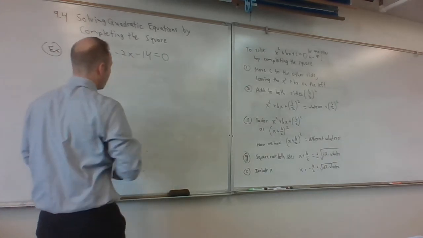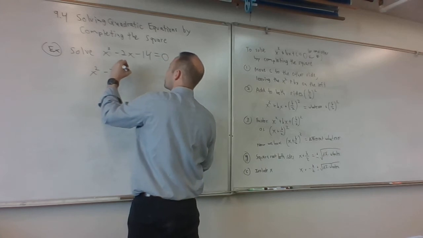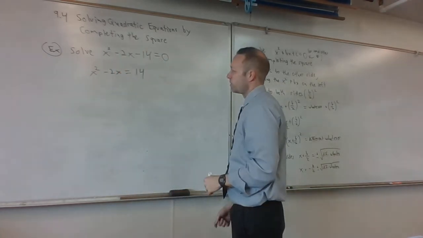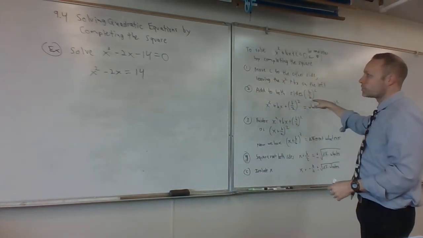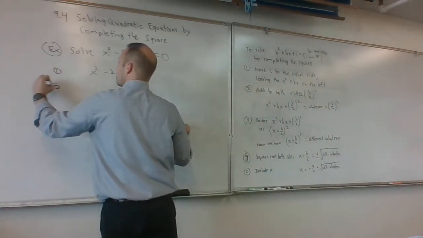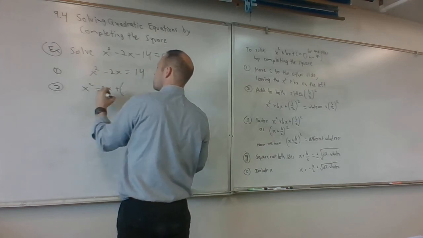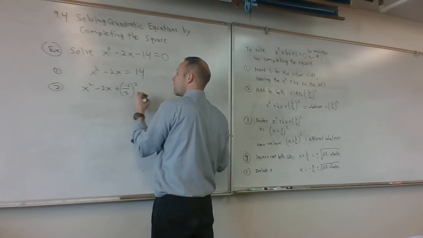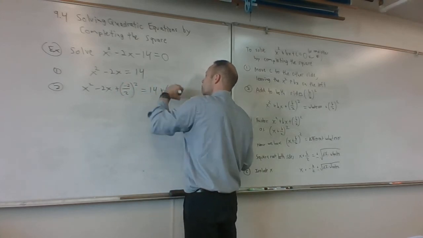I'm going to throw the negative 14 to the other side. That's going to give me x squared minus 2x equals a positive 14, because I added 14 to both sides. That's step 1. Nice. Step 2, add to both sides b over 2 squared. So that was step 1. Okay. Step 2, we're going to get x squared minus 2x plus, what's b, negative 2, so negative 2 over 2 squared, equals 14 plus negative 2 over 2 squared.